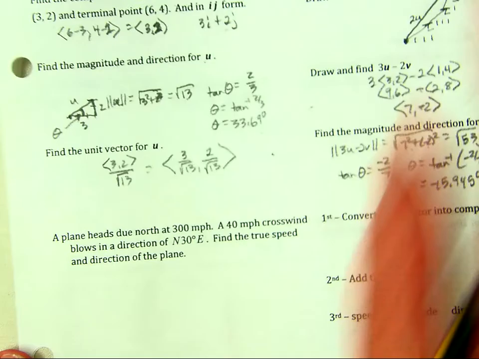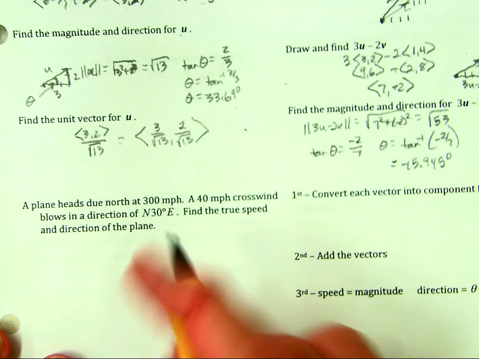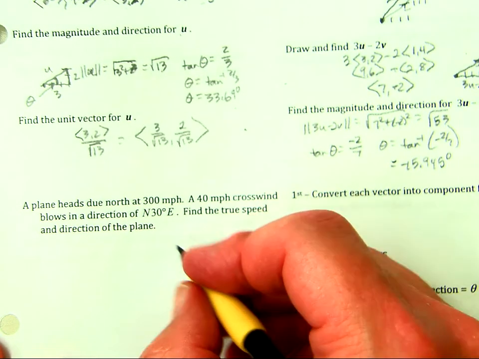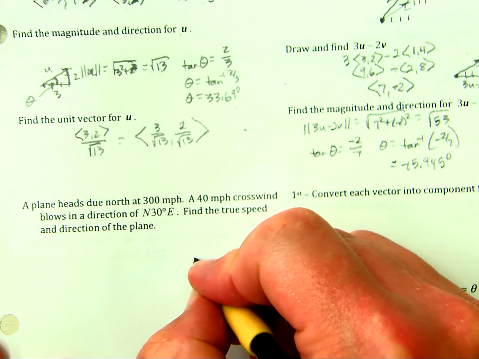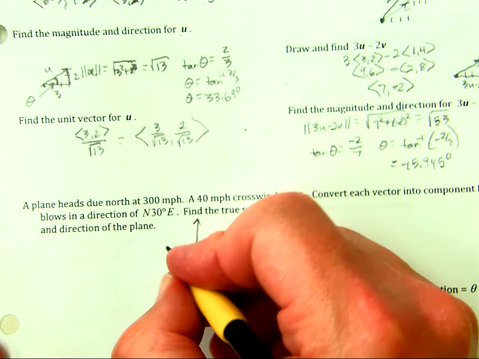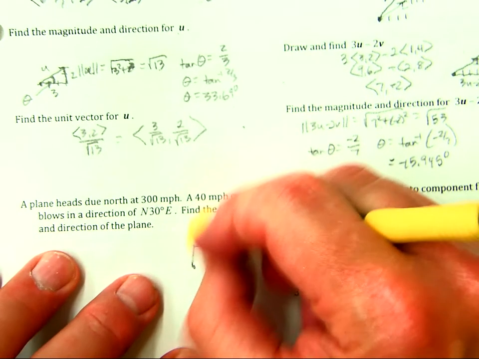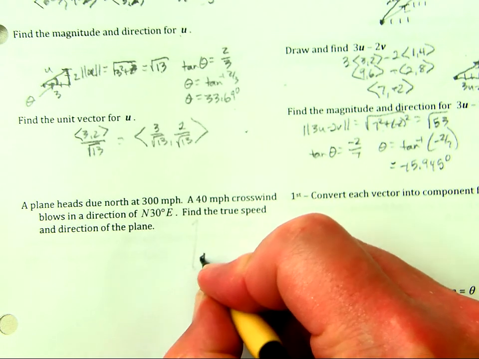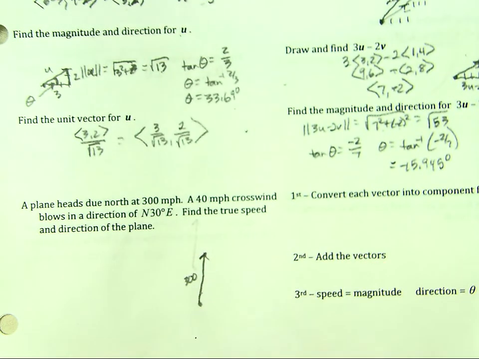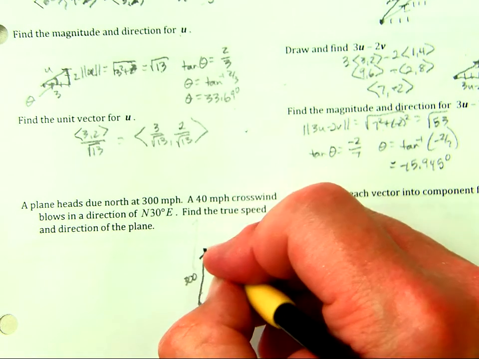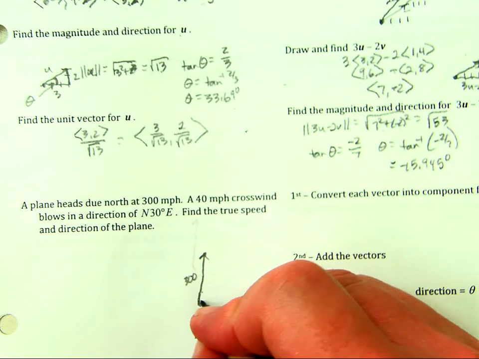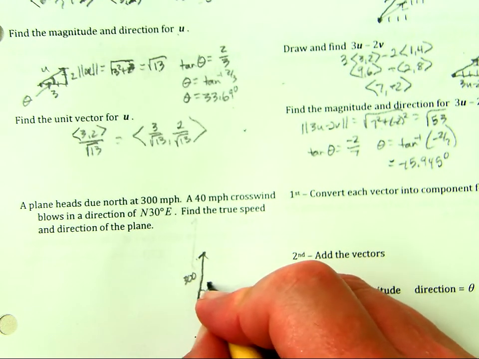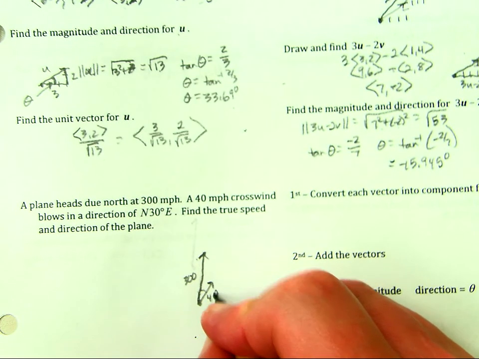Now, we can use this a lot for vector problems, of course. Here you have a plane going due north at 300 miles per hour. If I drew a picture of that, it's going straight north at 300 miles per hour. There's a wind blowing in a direction of north 30 degrees east. So if I start down here, this is north because we're going north anyway. East is to the right, so 30 degrees east. Here's our wind, and it's 40 miles per hour.